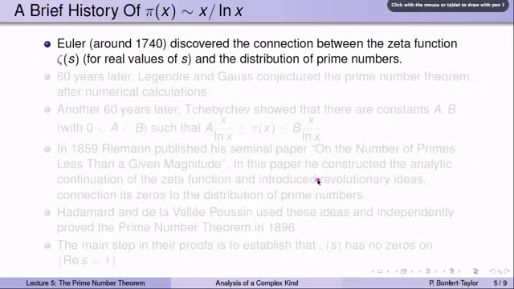Here's a brief history of this prime number theorem and its proof. Euler was the first one to discover the connection between the zeta function, ζ(s), for real values of s, and the distribution of prime numbers. Euler did not look at the zeta function the way later on Riemann did for complex values of s. He looked at it for real values of s and discovered its relation to the distribution of prime numbers, and we'll look at that in a little bit.